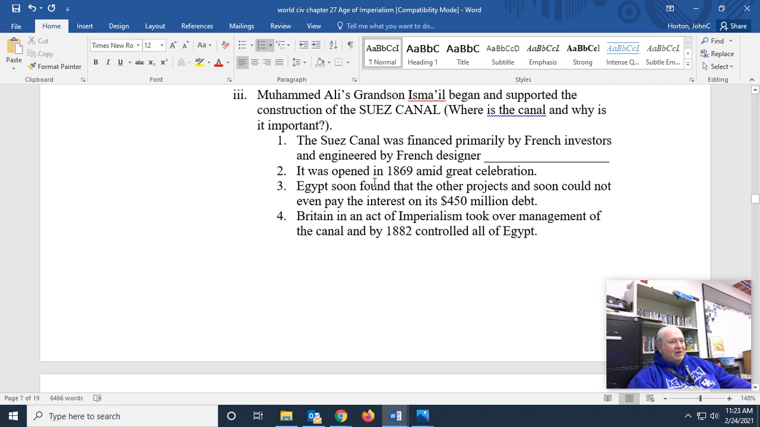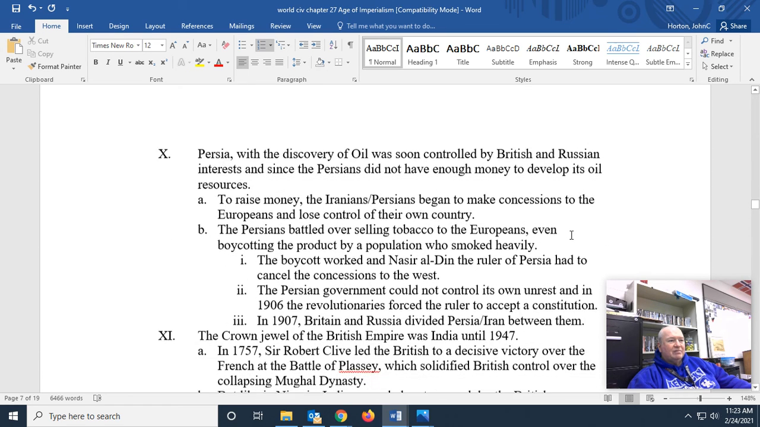Egypt soon found that the other projects were costly, and could not even pay the interest on the $450 million debt for the canal. So, since Egypt couldn't pay its debt to build the canal, Great Britain took over management of the canal in 1882, and controlled all of Egypt. Egypt will become a British colony.